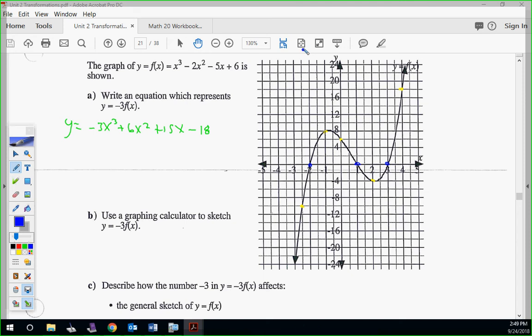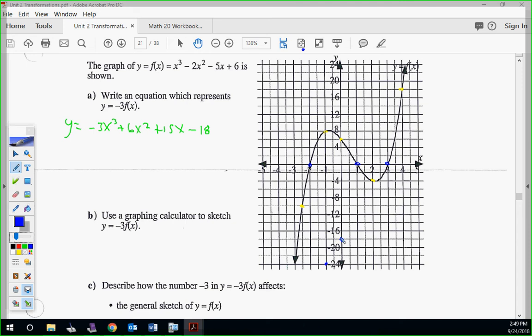Okay. And then let's look at the point I have here. Negative 1, 8. So 8 flipped is negative 8. Times by 3 is negative 24. So that's where that one's at. This one here, that is 6. So flipped is negative 6. Times by 3 is negative 18. So it's right there.